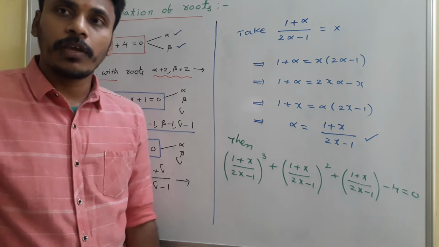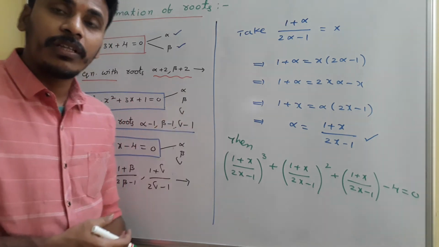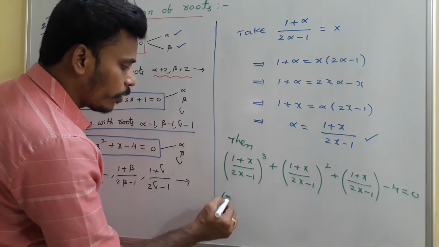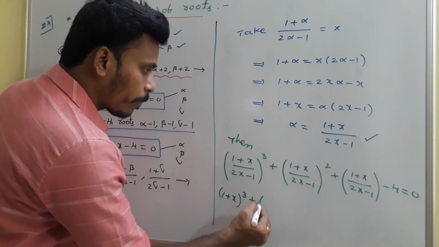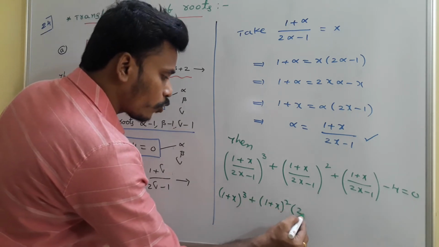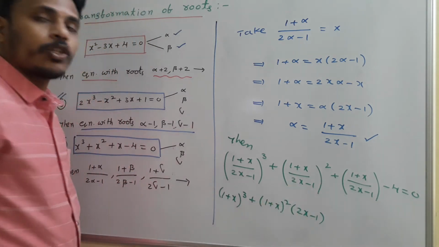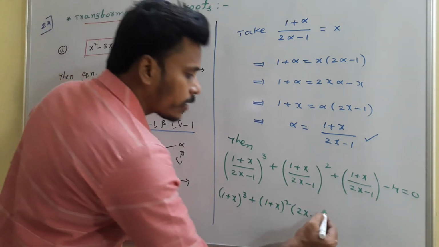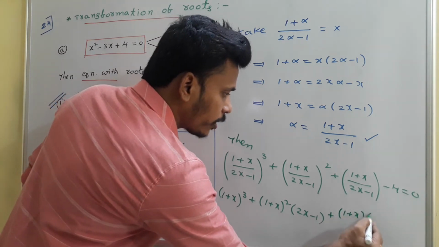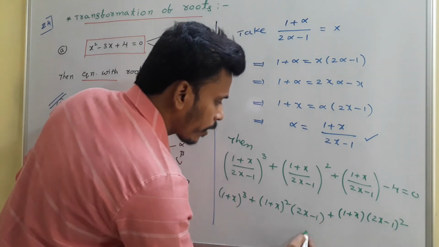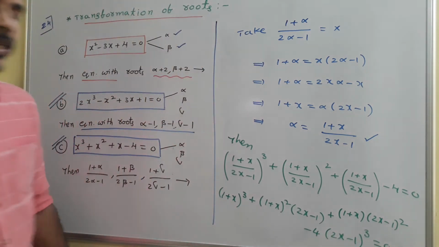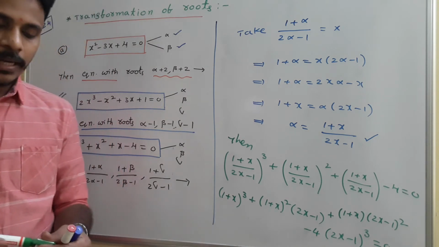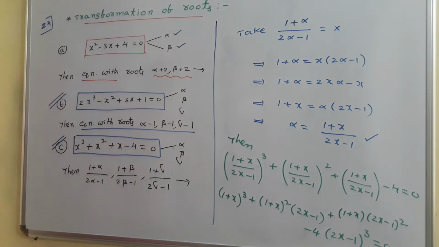And as a part of simplification, you just multiply every term with this (2x minus 1) whole cube. Then you will get (1 plus x) whole cube, because we are multiplying with (2x minus 1) whole cube, plus (1 plus x) square into (2x minus 1), because two terms will get cancelled, plus (1 plus x) into (2x minus 1) whole square minus 4 into (2x minus 1) whole cube is equal to 0. That's the required equation, and on simplification you will get the equation of general format: ax cube plus bx square plus cx plus d.